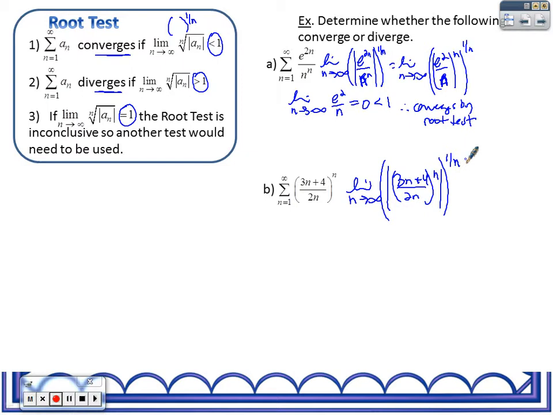Alright, do we need the absolute value in this case? No, I'm going to get rid of that. These guys right here are going to multiply and get a 1. So I'm going to be left with the limit as n goes to infinity of 3n plus 4 over 2n. And what does this limit tend to? 3/2. Compared to 1, that is greater than 1. So therefore, what? It diverges by the root test.